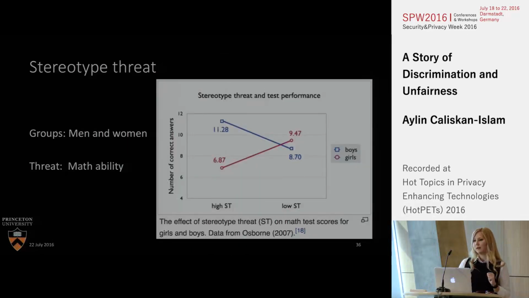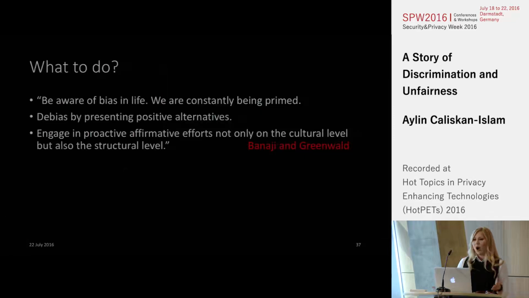And for men and women, the classic example, women's math ability. If you prime women before a math test that they are not very good at math, they will perform much worse than they would if they were not primed. So how can we get rid of these problems with stereotype effects? First of all, psychology researchers say that we need to be aware of this bias in life and that we are constantly being primed with bias. And we need to try to de-bias by presenting positive alternatives.